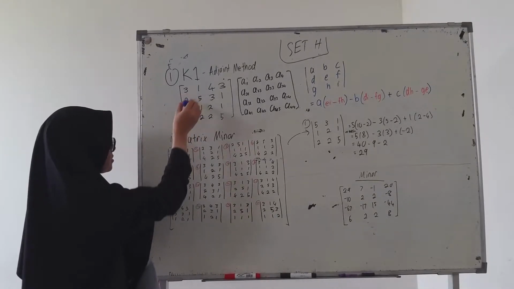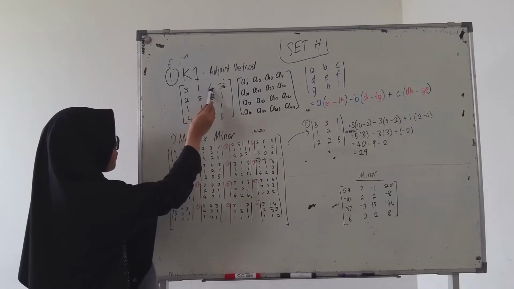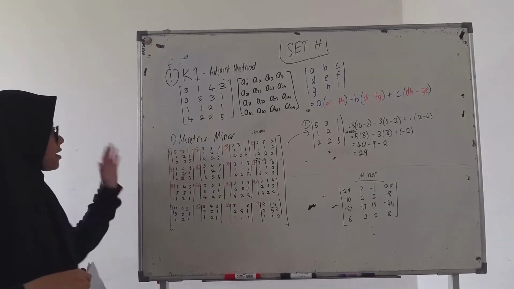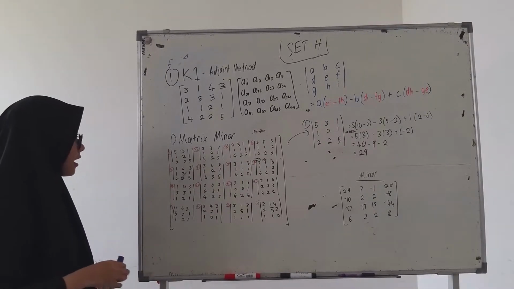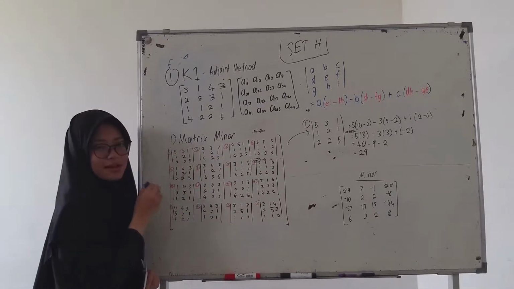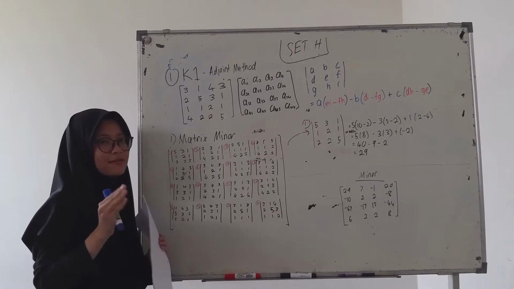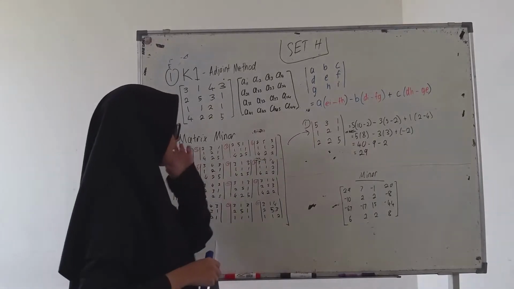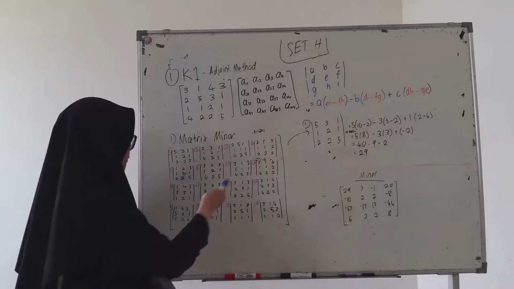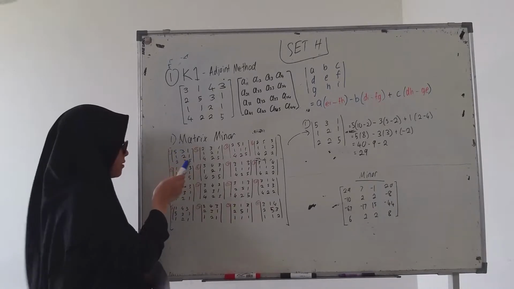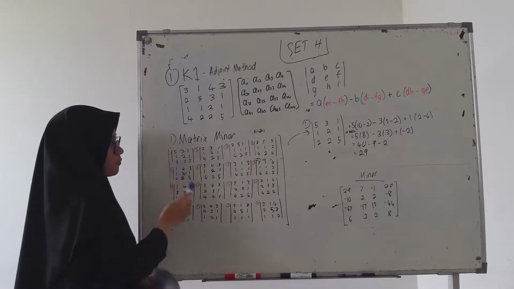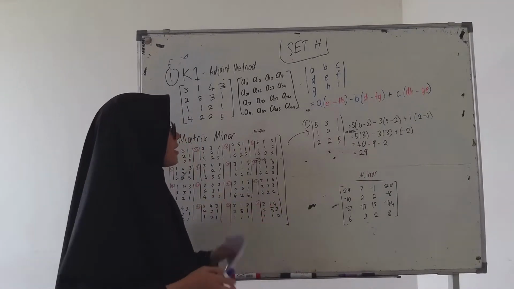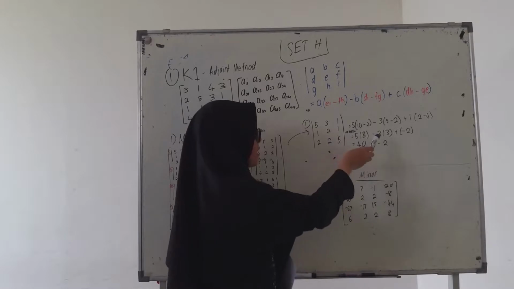Same as this for the third one: 1, 4, 3, 5, 3, 1, 2, 2, 5. This one we will not touch. So overall, I got this for the matrix minor, but it is not the end yet because we must find the second step. This comes from the first one, 5, 3, 1, 1, 2, 1, and 2, 2, 5. How to get the exact answer is from this step.